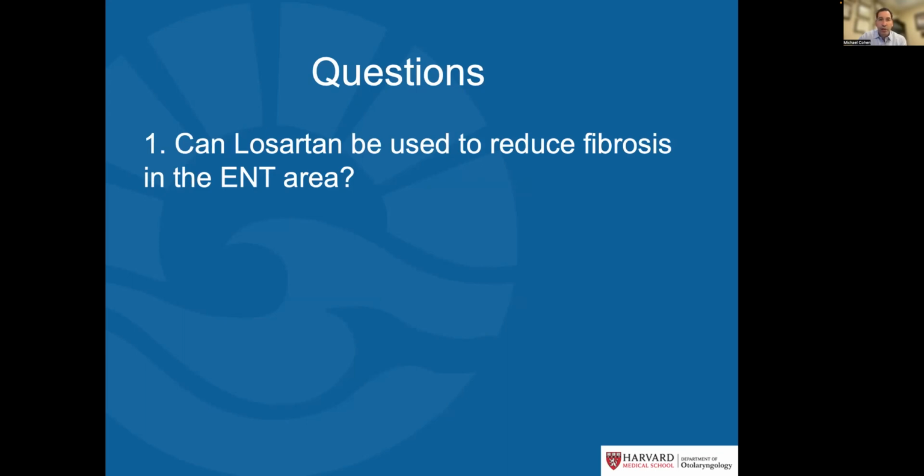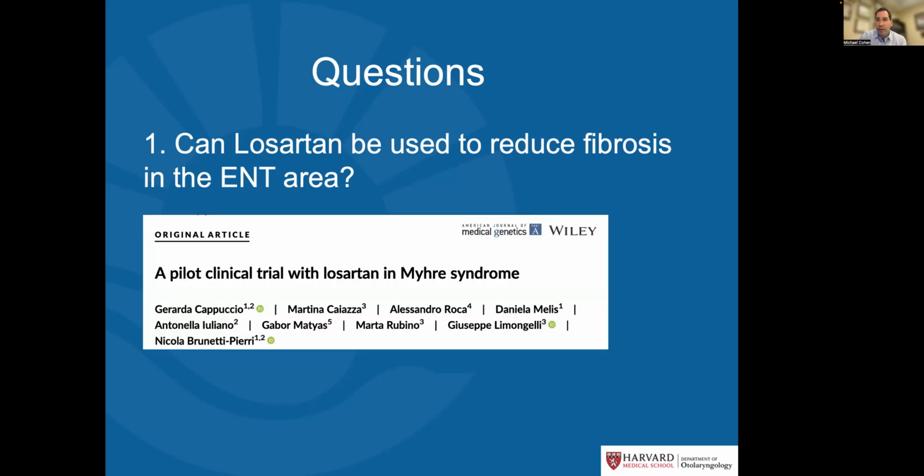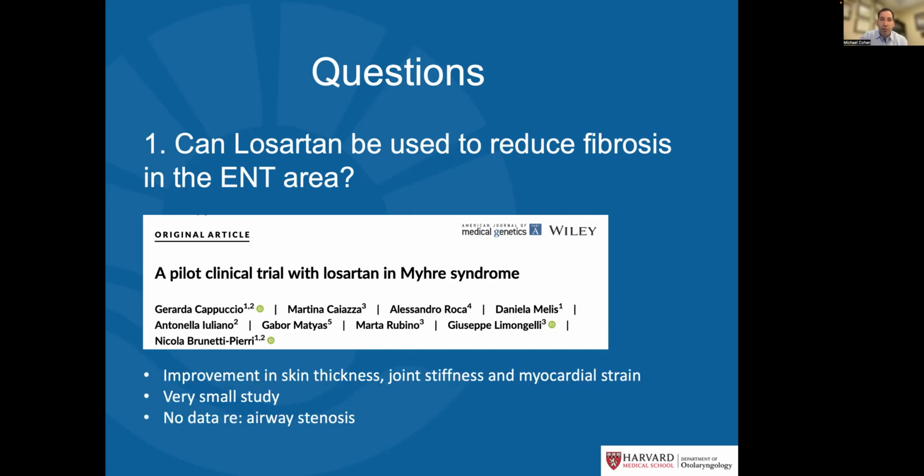The first question is, can Losartan be used to reduce fibrosis in the ENT area? This question is likely based on some research which has been done looking at Losartan and its effect both in vitro in lab studies on cultured cells from patients with Myhre syndrome, as well as this pilot clinical trial which looked at 4 patients with Myhre syndrome who were started on Losartan for a period of up to a year, and in which there was some improvement in skin thickness, joint stiffness, and to some degree, but a lesser degree, in myocardial strain. This was a very small study with only a few patients, and there was no data reported in this study on either airway stenosis or middle ear disease.